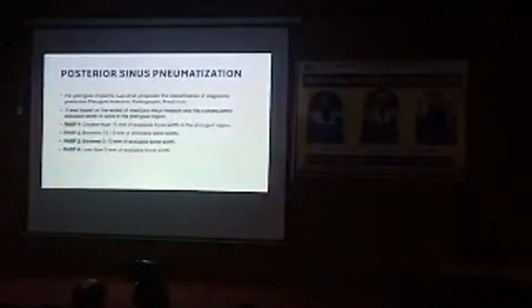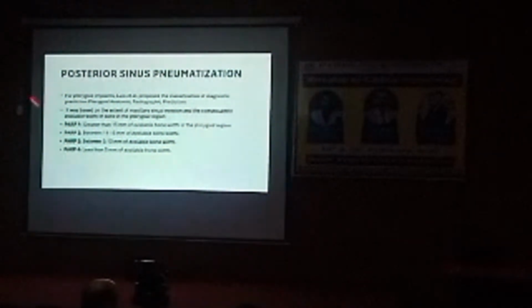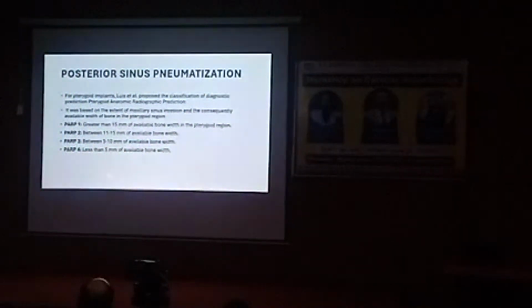So there are 4 classifications. Part 1 says if the length between the posterior wall of the sinus and the distal wall of the maxilla is more than 15 mm. Part 2, if it is 11 to 15; part 3, it is 5 to 10; part 4 is less than 5 mm. Less than 5 mm means your sinus is almost in proximity with your fusion zone. So the one implant that you want to place in the pterygoid is going to be transsinus. Transsinus is easy, you can go through the sinus by perforating it and place the implant there.